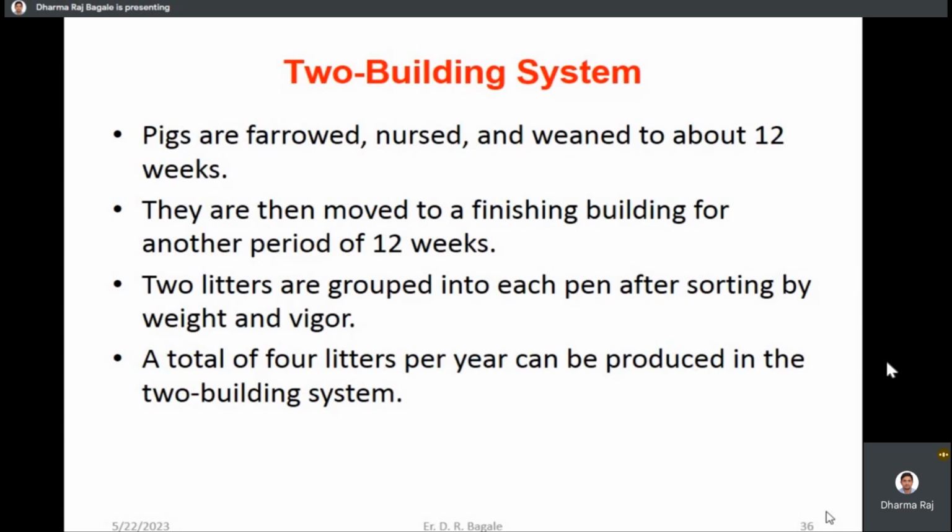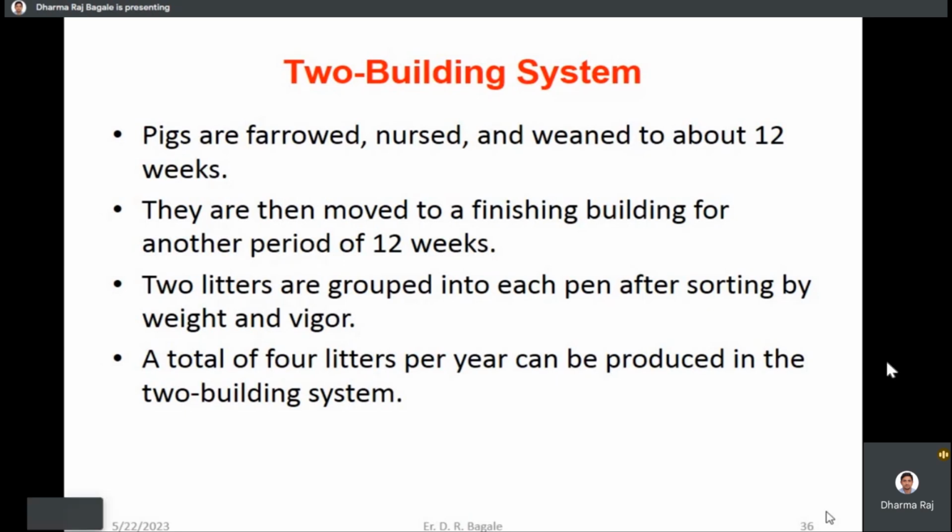And instead of the one building system, we can use the two building system, in which the pigs are farrowed, nursed, and weaned for about 12 weeks in one building, and then after 12 weeks they will be shifted to another building where finishing of the product is focused.